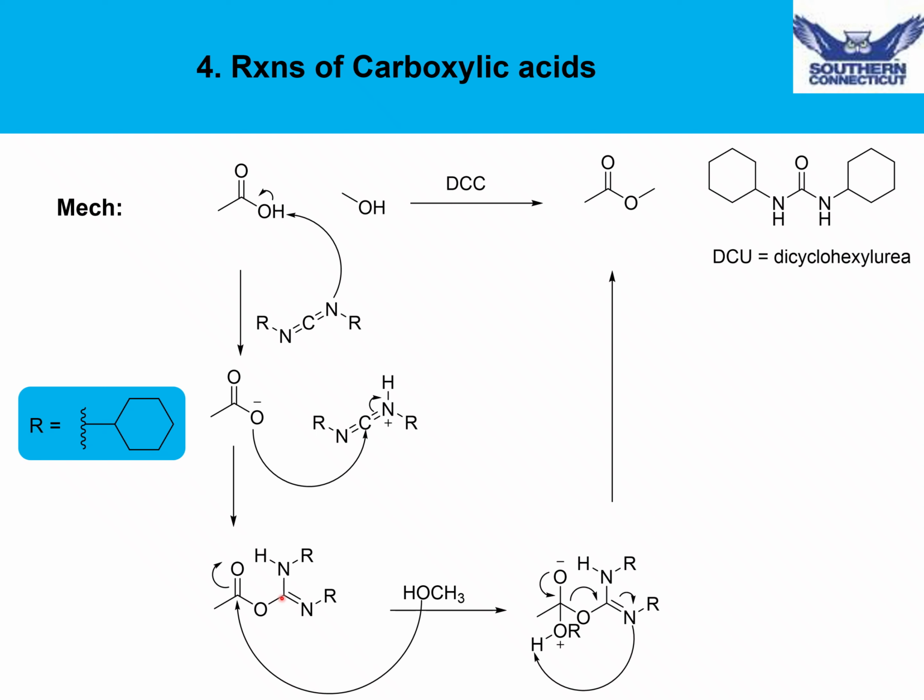So the acetate ion attacks the carbon, breaks this double bond. They're joined together now. And then in the next step, we're going to do an acyl substitution where the alcohol adds to the carbonyl, breaks the double bond. We get a tetrahedral intermediate. And then that tetrahedral intermediate breaks down to reform the carbonyl and eliminate the leaving group, as shown here. As a result, we get the ester, and we get this DCU byproduct.